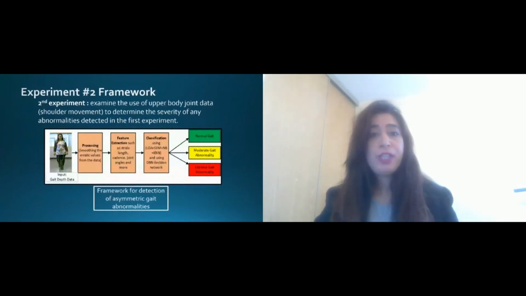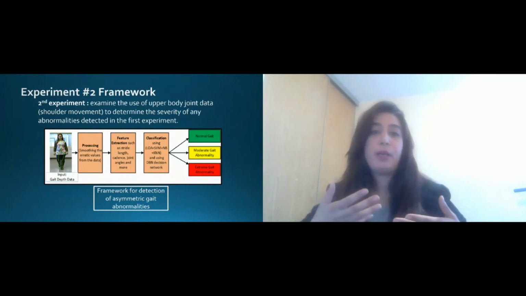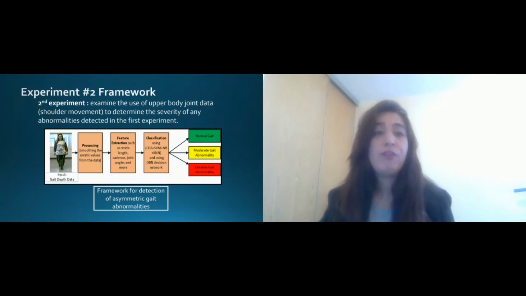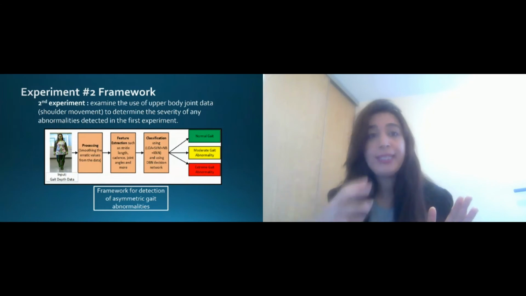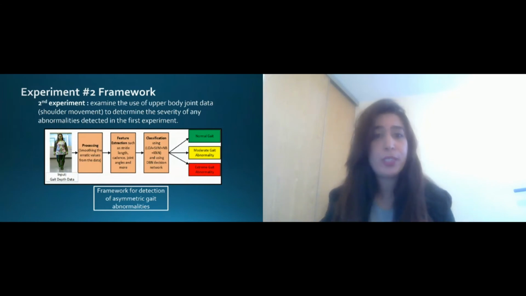After we finished with the lower body joint data, we moved to the upper body joint data, for example, the shoulder movements. So after determining if the person has a normal or abnormal gait, if the person has an abnormal gait, let's check the severity of the abnormalities. So we have used the shoulder movement for that.